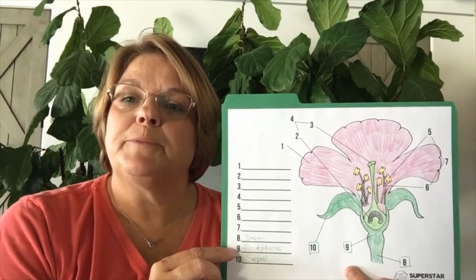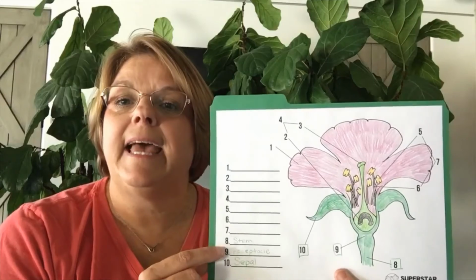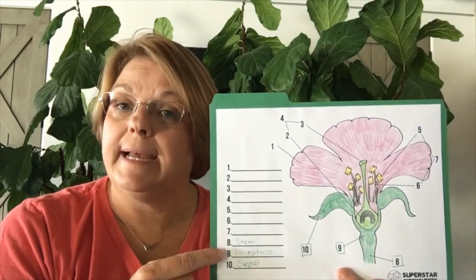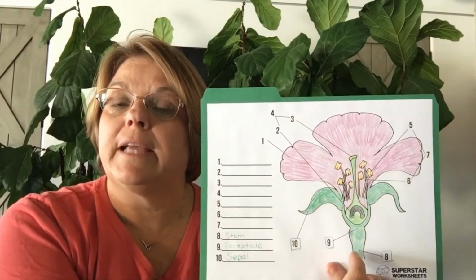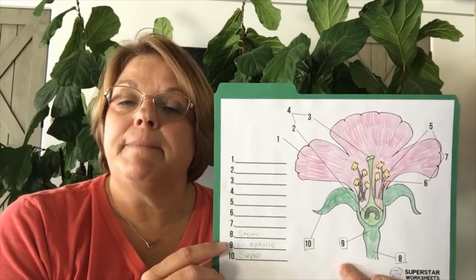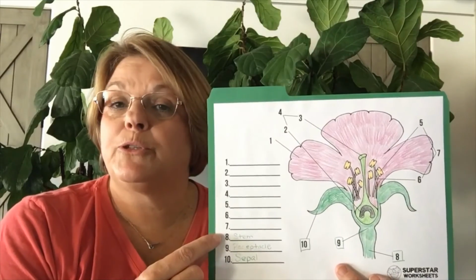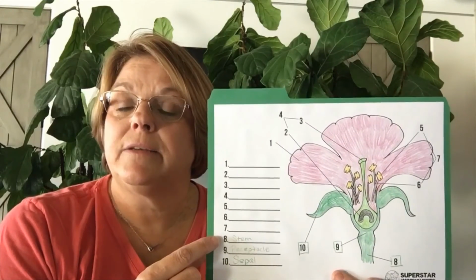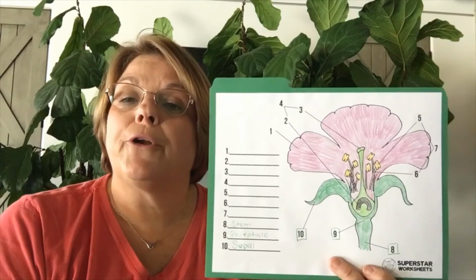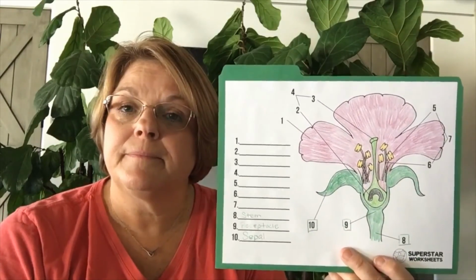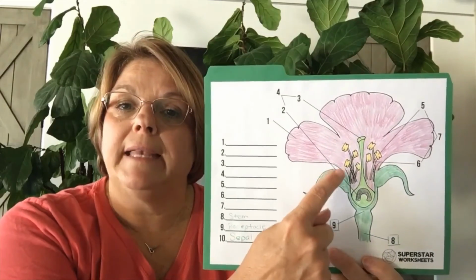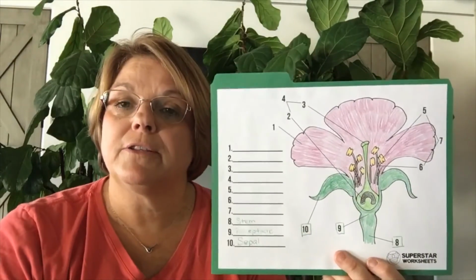The receptacle, spelled R-E-C-E-P-T-A-C-L-E, which we'll write on line 9, is the point where the flower connects to the stem. And the stem, S-T-E-M, which we'll write on line 8, allows for water and nutrients to move up and down the flower. Please take a moment and color all 3 of those parts dark green.